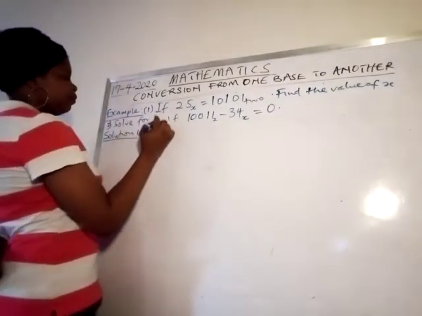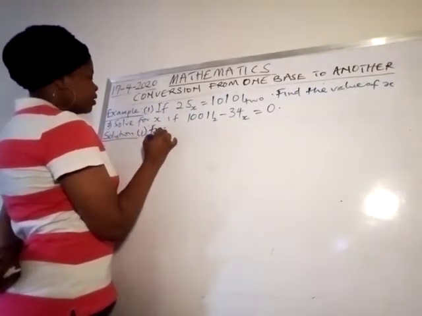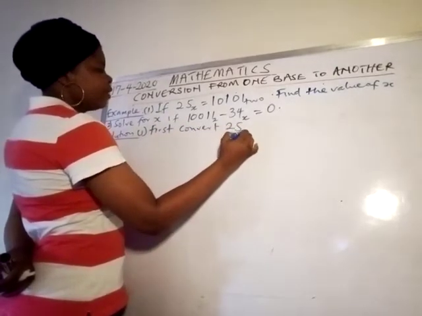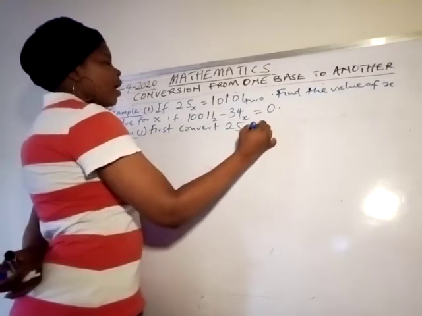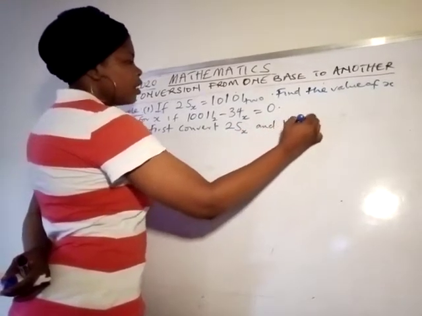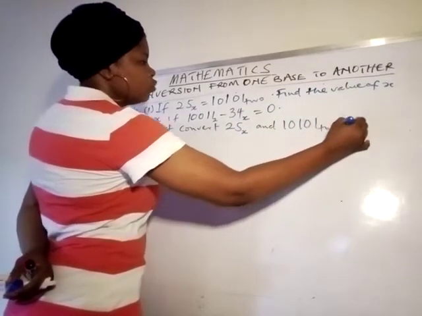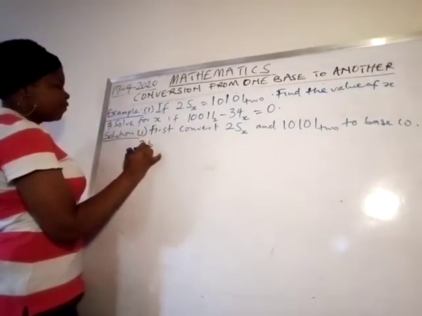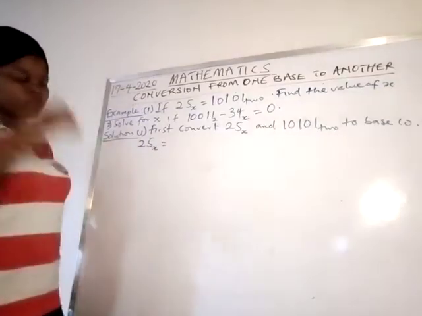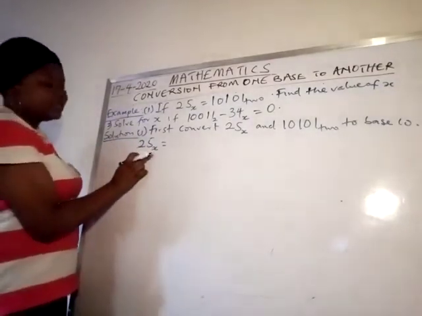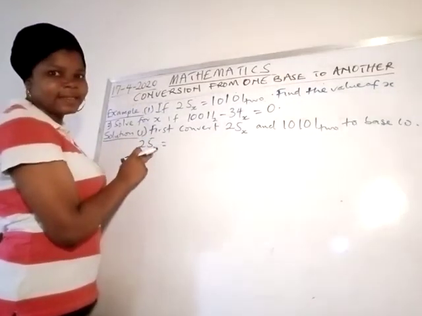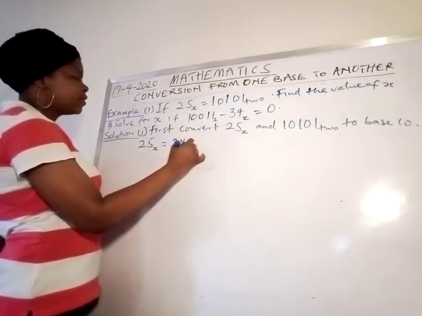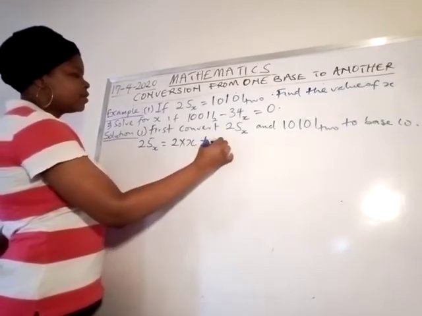We have, first convert 25 base x and then 10101 base 2 to base 10. So let's look at 25 base x, we are taking it to base 10. Don't forget, it is unknown. We use it as the x that we have there. So it's going to be 2 times x, so we have 2 times x plus 5 times x.